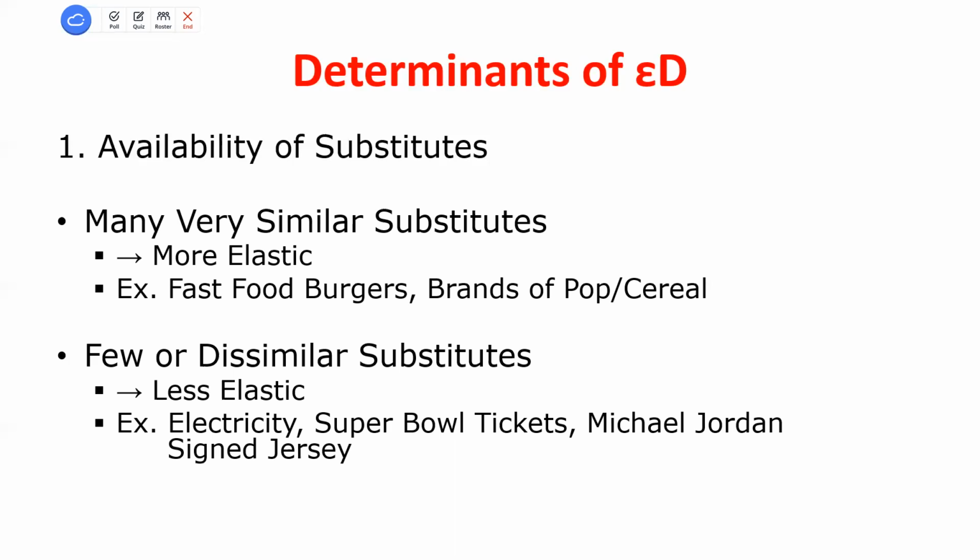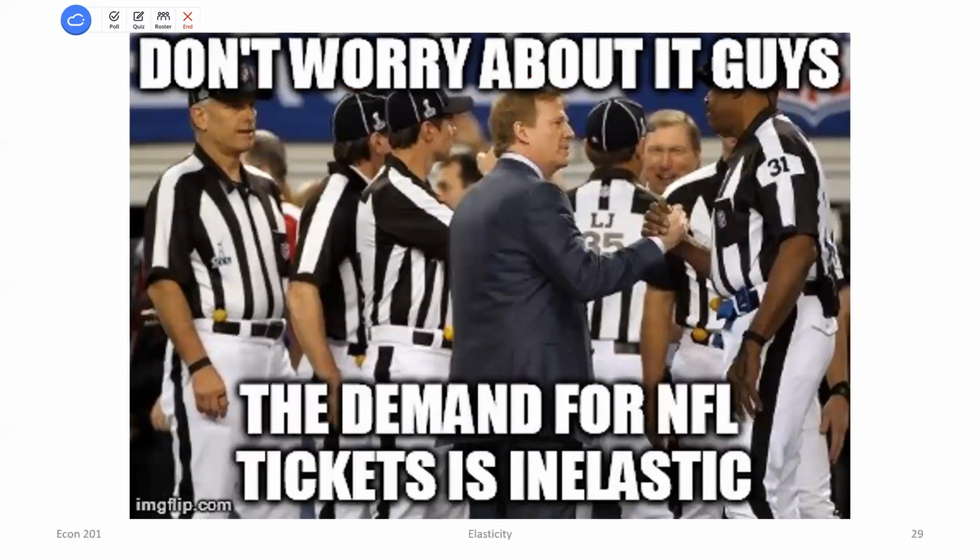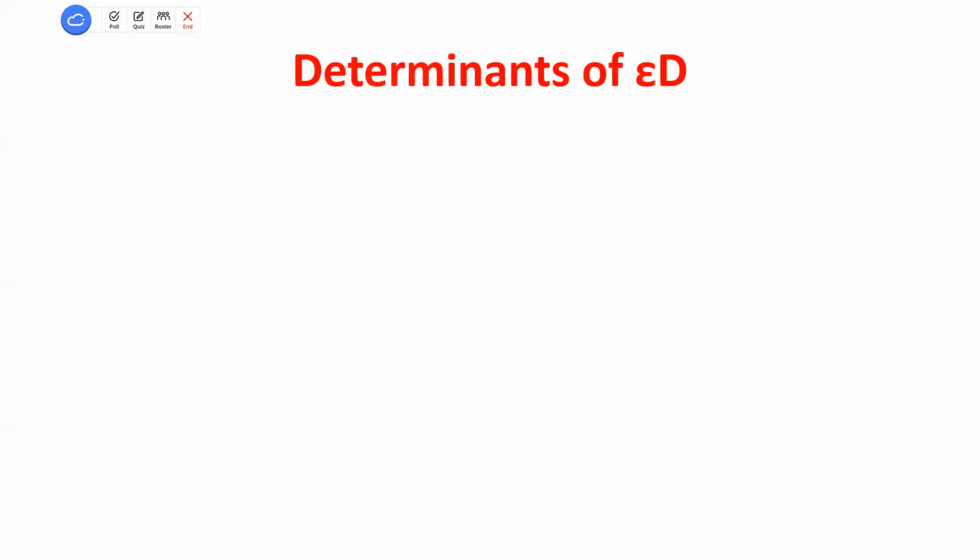Any questions? I hope these examples make sense. I had found this meme at one point in time and thought it was funny. This goes back to when the replacement refs were terrible. And it said, don't worry, because the demand for NFL football is inelastic. It doesn't matter, people will pay. They're going to keep buying the same number of tickets no matter what we charge. So that's one determinant: substitutes. There was no substitute for NFL games. You can get away with trying to do a higher price.